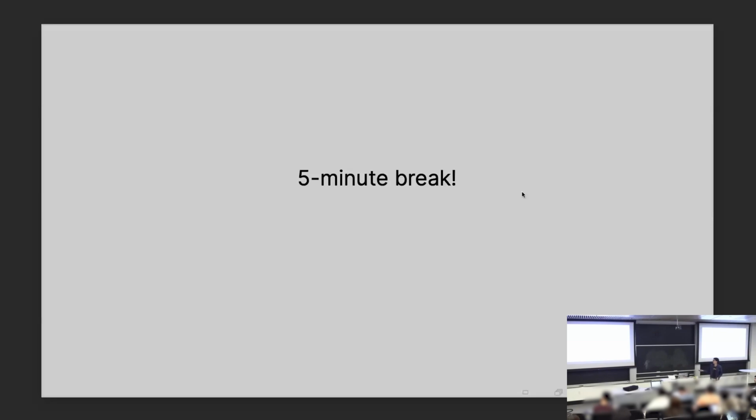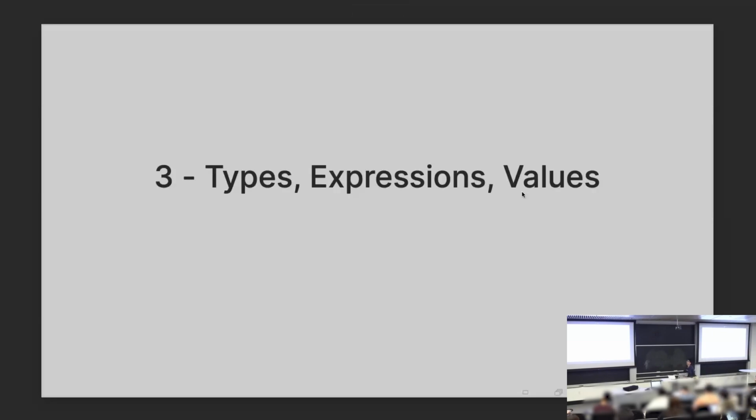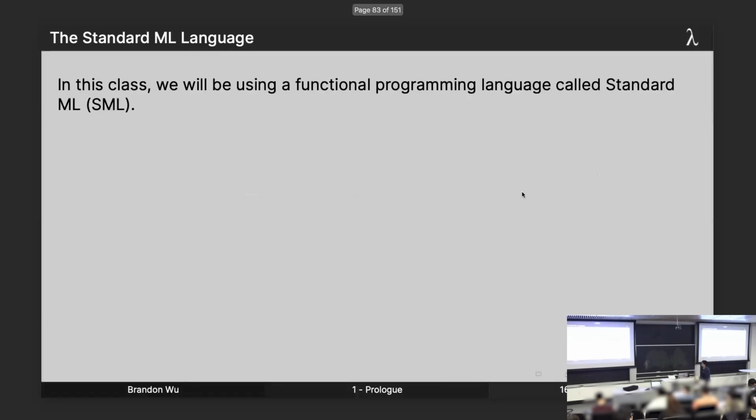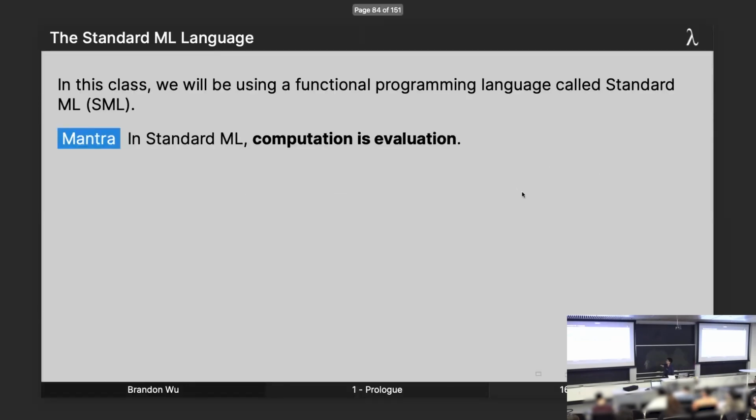Finally, okay. Types, expressions, and values are the building blocks of SML. They're the fundamental units you need to know about. Standard ML, the language we're going to be working in, I will also call SML, the shorter way of saying it. We'll be using that language in this class. And the mantra you should keep in your head is that in Standard ML, computation is evaluation. I'll tell you what that means in a second.